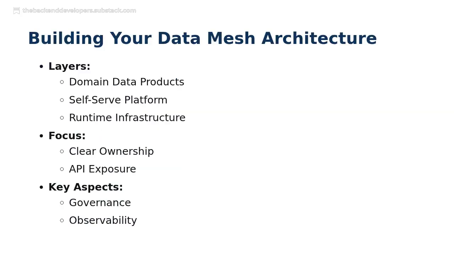Building a robust data mesh architecture involves three critical layers: domain data products, a self-serve platform, and runtime infrastructure. Clear ownership and API exposure are vital for effective collaboration. Prioritize governance and observability to maintain data integrity. Finally, visualize the data flow from sources to BI and ML consumers to ensure streamlined access and insights.